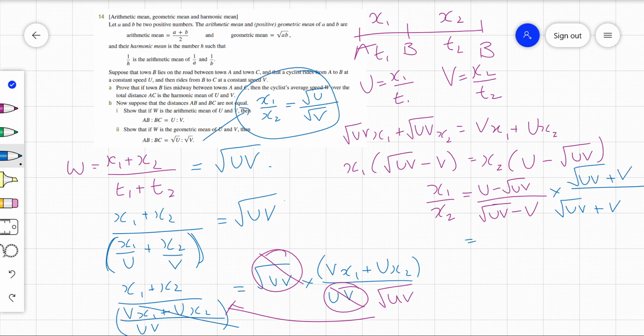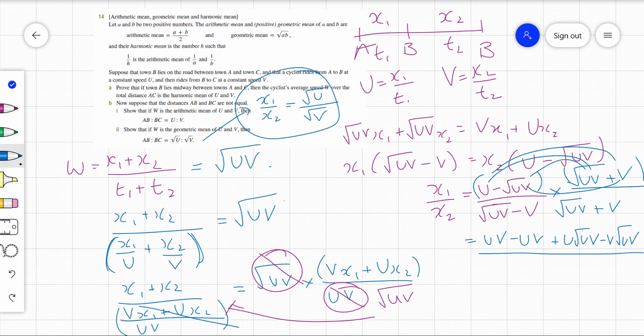So now what do we get when we do that? So multiplying out this top. Okay, so you get a uv from that term, and from these terms you'll get minus uv, so that's great, they cancel. Then you're going to get a u square root uv from that one, and then from this one you're going to get minus a v square root uv. On the bottom it's difference of two squares, so square the first, you will get uv, minus square the second, you will get minus v squared there.